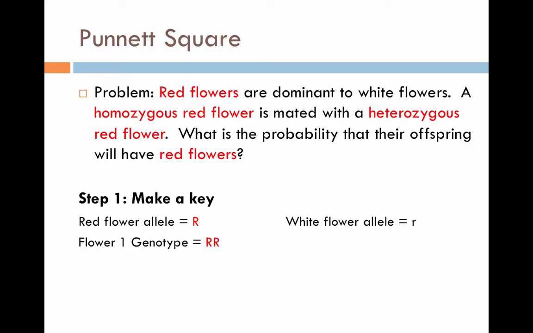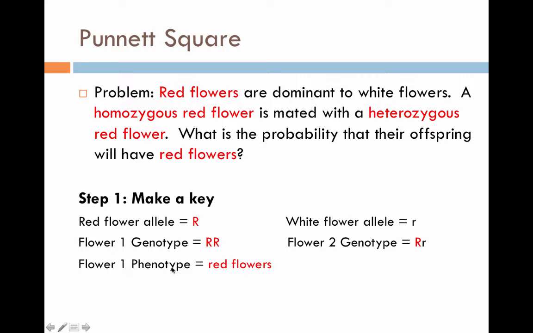Flower 1, it says, is homozygous red. So if it's homozygous red, I know it's 2 of the same, and since red is dominant, I know it's homozygous dominant. So the genotype, which is the letters, is big R, big R for flower 1. Flower 2 is heterozygous. Heterozygous means different, so I know it's big R, little r. Phenotype. The phenotype of flower 1 is red flowers. Big R is red flowers. The phenotype of flower 2, big R, little r, is red flowers as well.